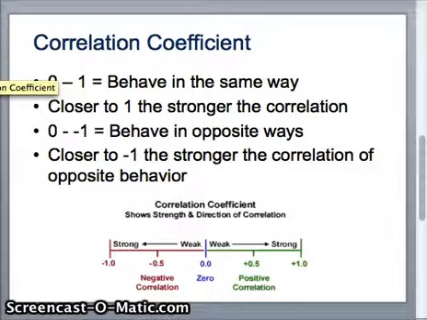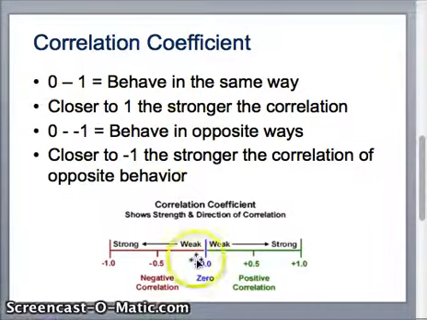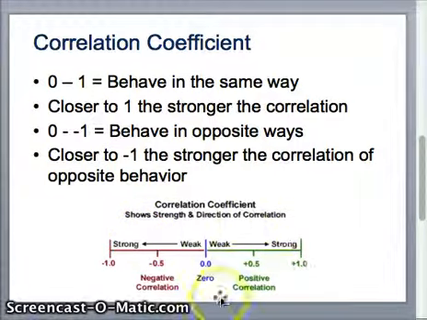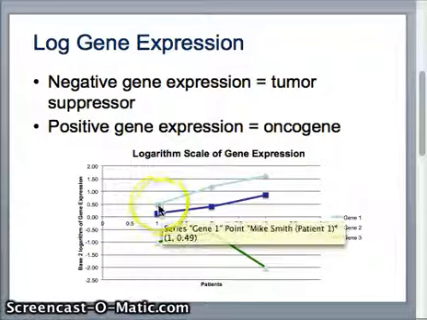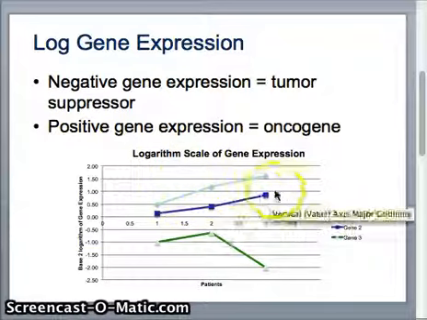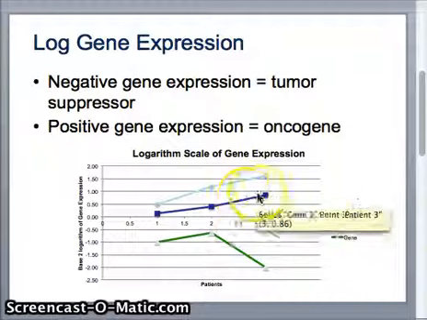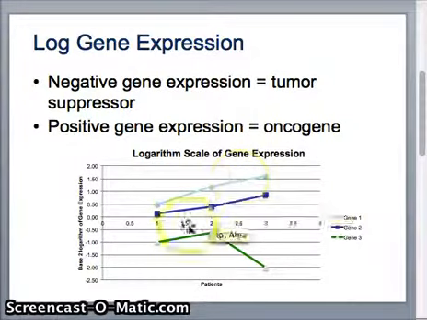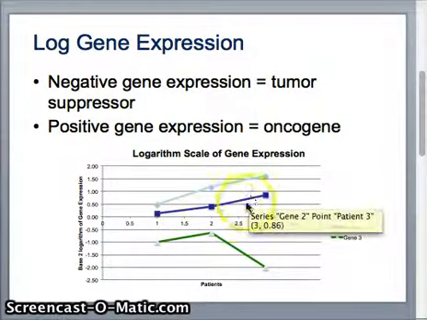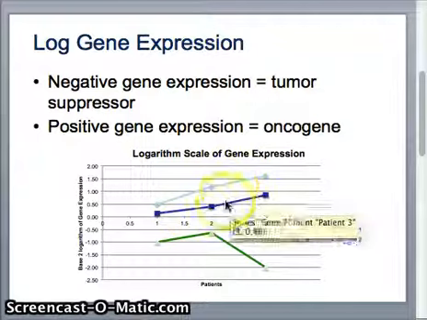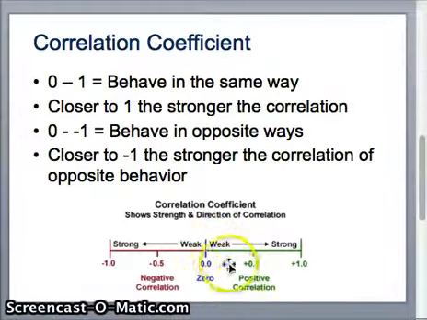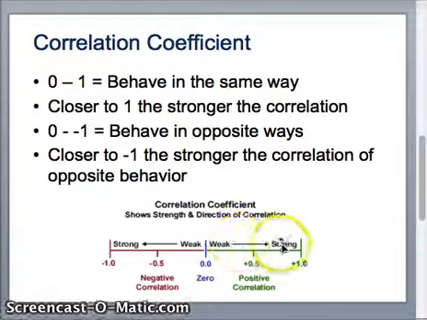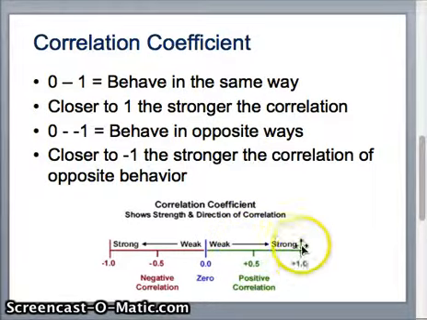And then when you get the correlation coefficient, you're either going to get a positive number or a negative number. The positive number means two things are behaving in the same way. So these two genes, gene 1 and 2, are behaving the same way. They're both oncogenes and they're both going slightly up. Each patient got slightly higher gene expression ratios. So they have a positive correlation. And a positive correlation, as you get stronger, close to 1, 1 is perfectly correlated. I'll describe that more in a second.